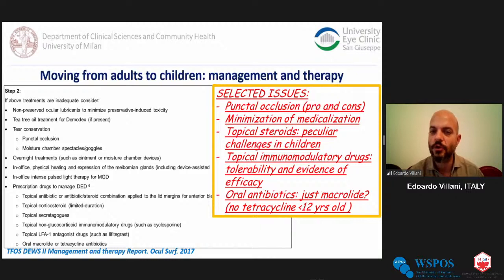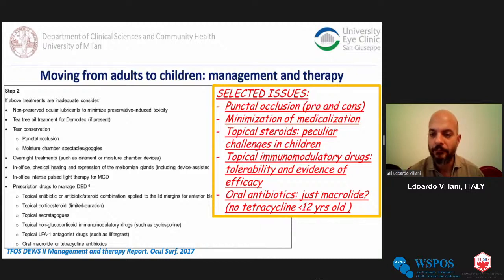We can discuss the role of punctal occlusion in severe cases. Maybe they have some pros and cons, but maybe useful in some severe cases in children. Again, we need to minimize the medicalization. We have peculiar challenges and peculiar concerns about the use of topical steroids in children. We have issues related to the tolerability and to the poor evidence of efficacy of the use of immunomodulatory drugs like cyclosporine in pediatric dry eye.